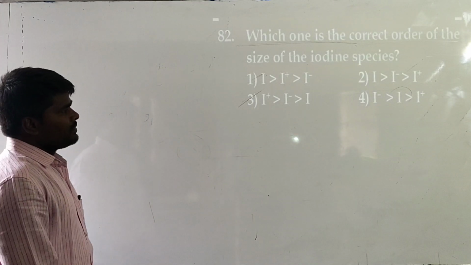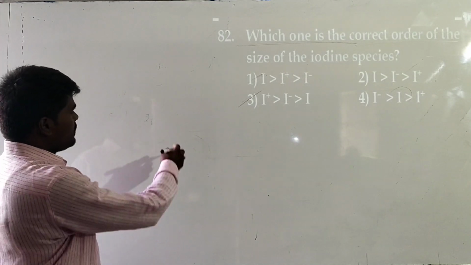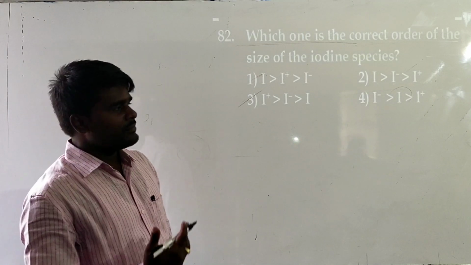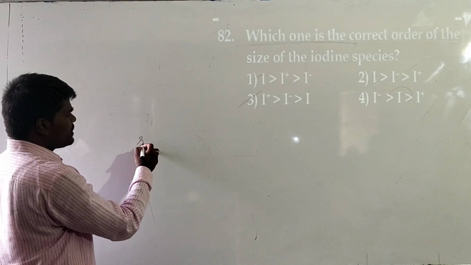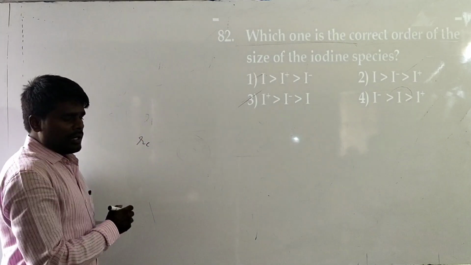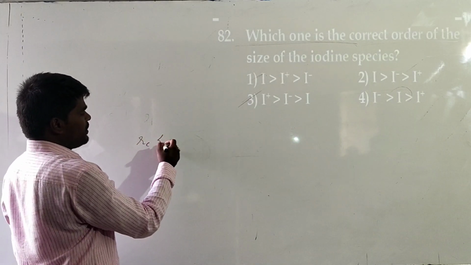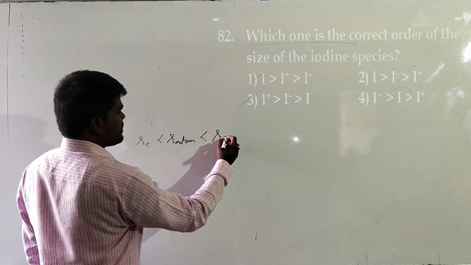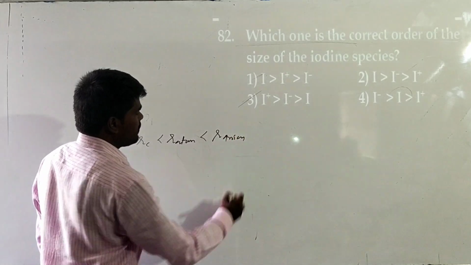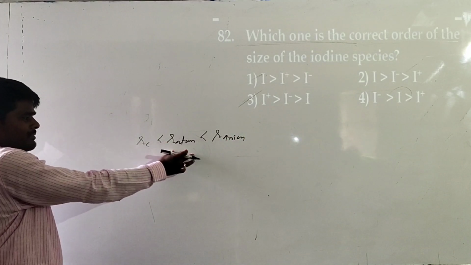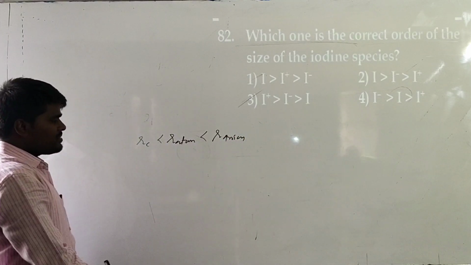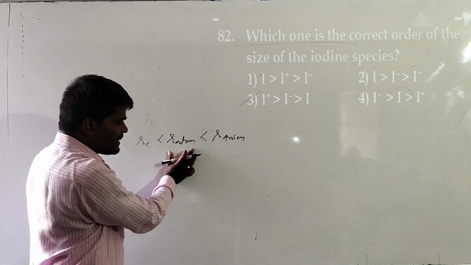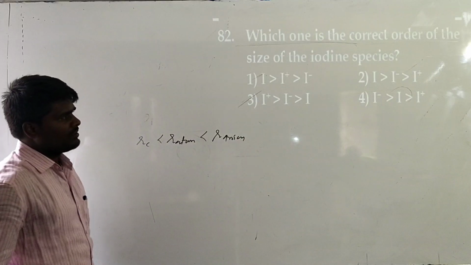Generally we know that when you are talking about the relative size of an atom, cation and anion, what is the general order? The radius of the cation is smaller than the radius of the atom, which is smaller than the radius of the anion. Among neutral atom, cation, and anion, the cation is the smallest, followed by the neutral atom, and followed by the anion.